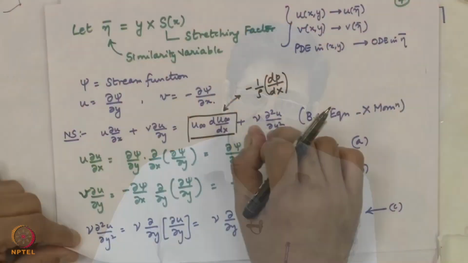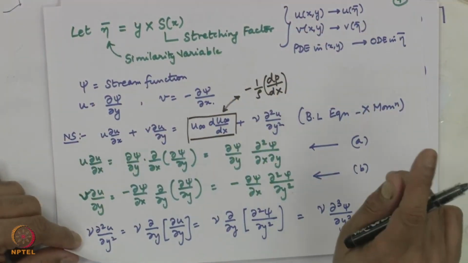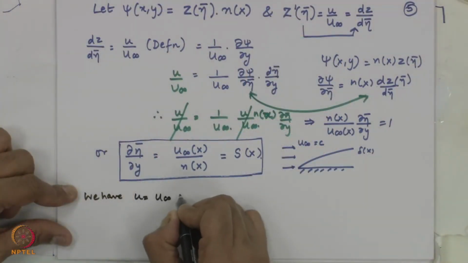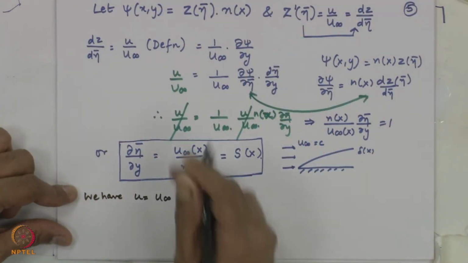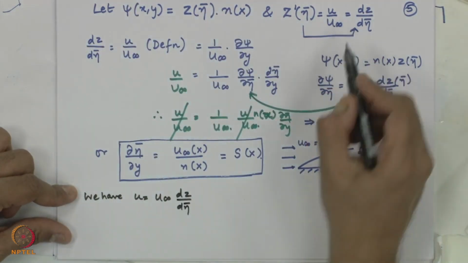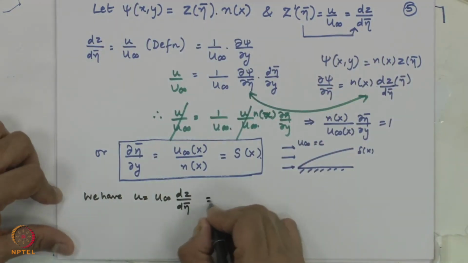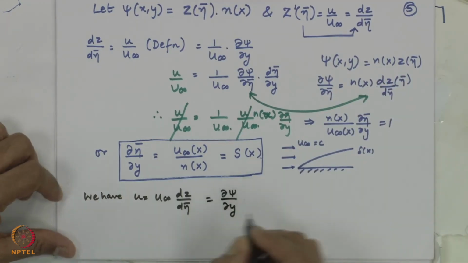So, this has a very important bearing on how the flow is going to behave. Inertial force, pressure force, viscous force. So, dp by dx being equal to 0 is only for a flat plate, that is a special case. For a curved geometry, etc., you are going to have dp by dx, and that is why we are retaining u infinity as a function of x. Now, we have u is equal to u infinity dz by d eta bar. This was our definition from here. That is equal to d psi by dy. This is the stream function definition.